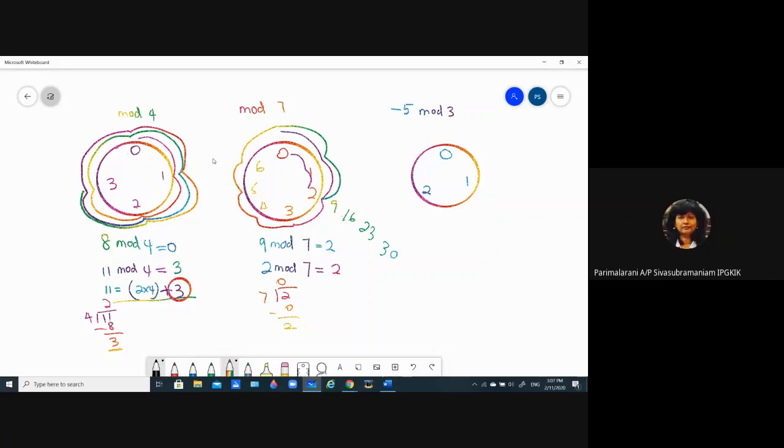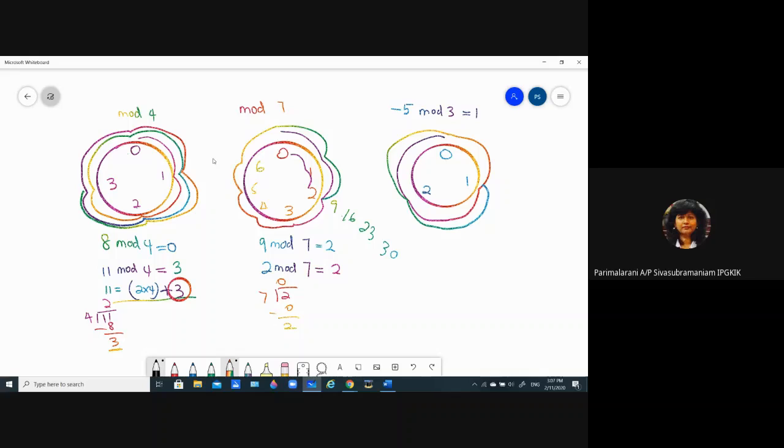It's actually equal to 1. Why? We want to go negative 5, anti-clockwise 5. So that means we go 1, 2, 3, 4, 5. We stop at 1. Okay, so we go anti-clockwise for a negative number.